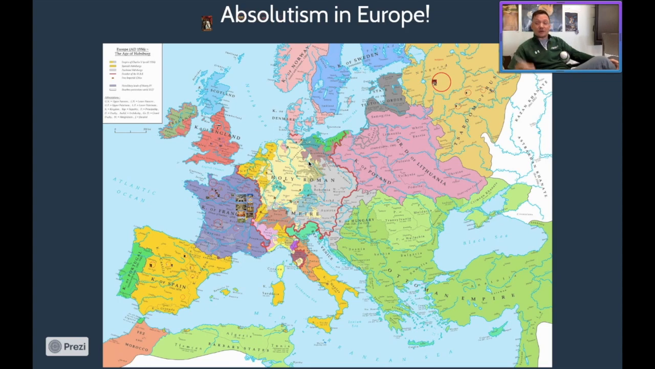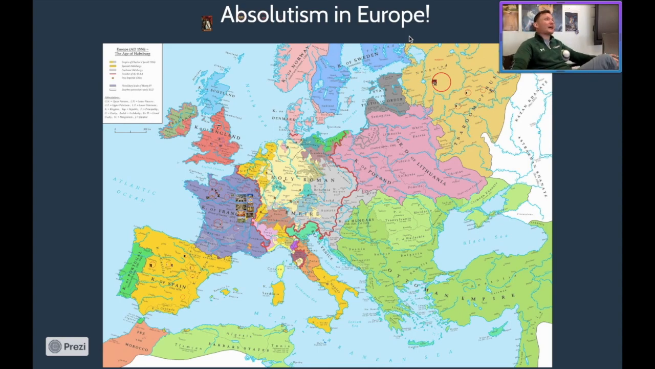So the big thing about it, though, is let's go ahead and dive into our new unit. We're about to start unit number, I think by this point, unit number 7. This is going to be Absolutism in Europe, and it's one of my absolute hands-down favorite units to talk about. So the thing about it that we need to understand is what is absolutism, right?